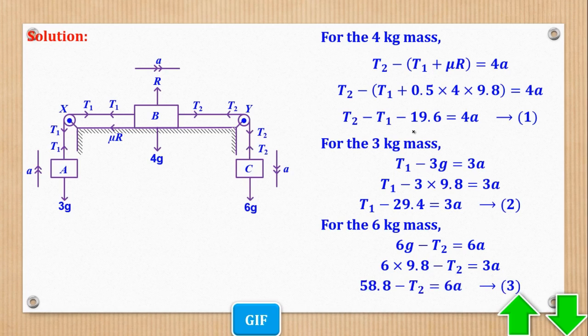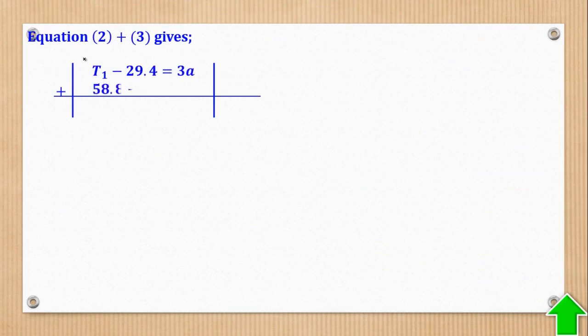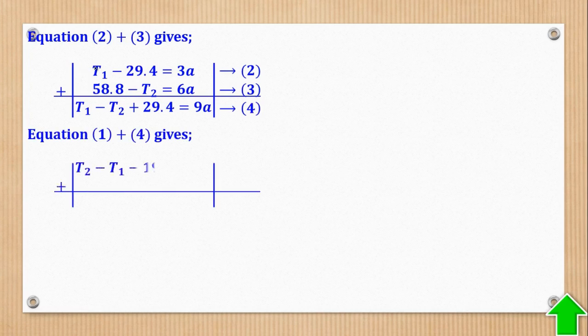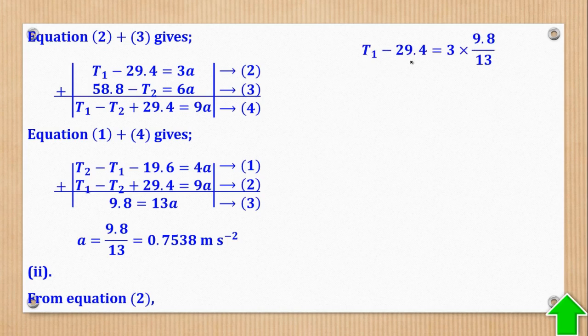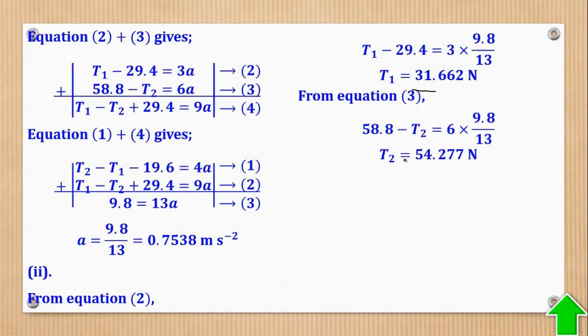Now we have 3 unknowns and 3 equations, so we shall solve simultaneously. So equation 2 plus equation 3 will give you that. And equation 1 plus equation 4 will give you that. And therefore, acceleration now we have got as that. Then for part two, we know that from equation 2, T is equal to this. So we have to get the tensions also. First tension is that. And from equation 3, the second tension will be that.